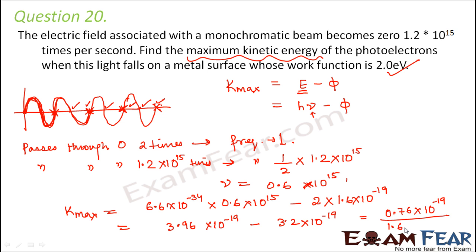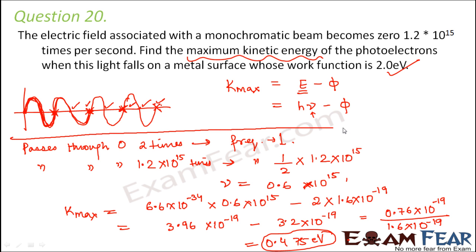If you want to convert it into electron volt, you can divide it by 1.6 into 10 to the power minus 19, which is equal to 0.475 electron volts. So this much is the maximum kinetic energy of the photoelectrons which are emitted.